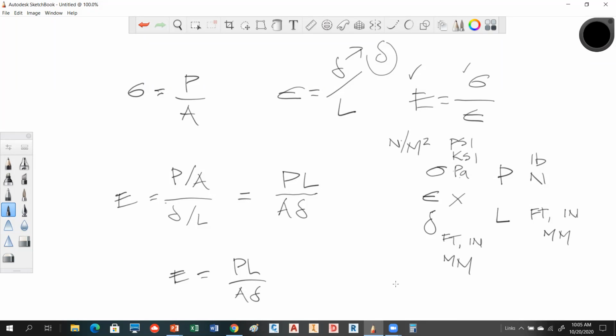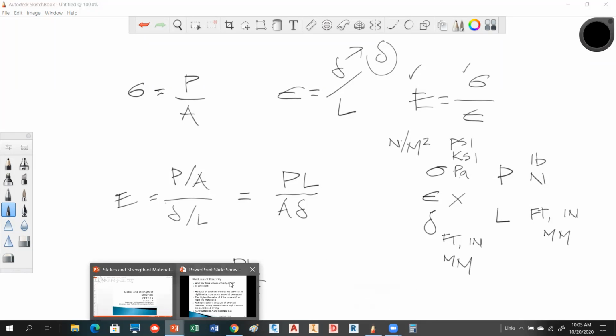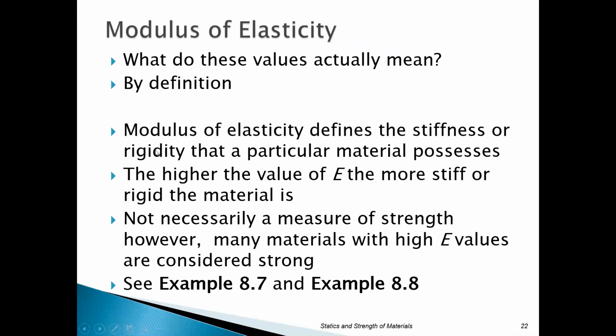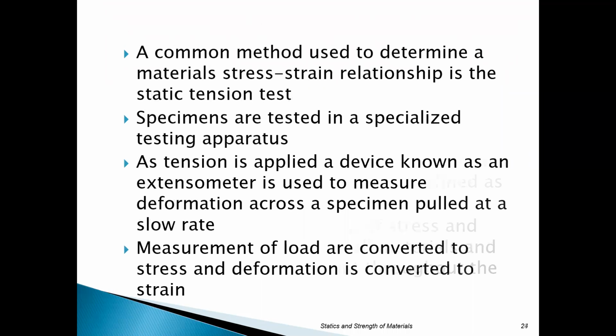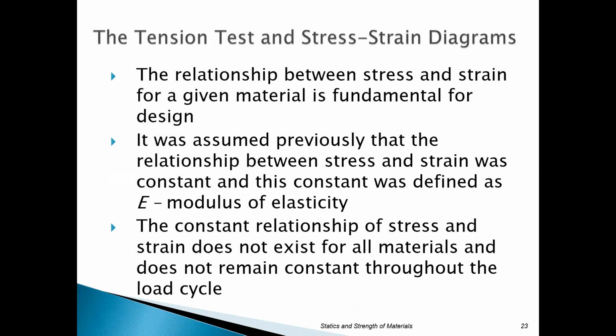If you're good with that, I'm going to go back and talk about tension testing a little bit. So how does E become a value? How do we get that? Well, it's done experimentally. It's done through testing. I think we talked about this. I just want to make sure. I'm pretty sure I talked about this, but let's see.